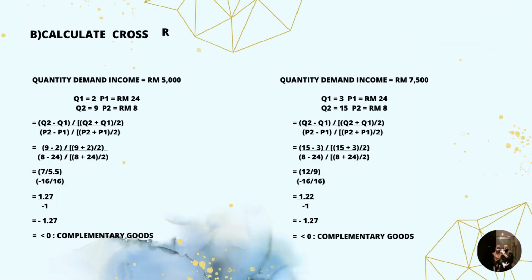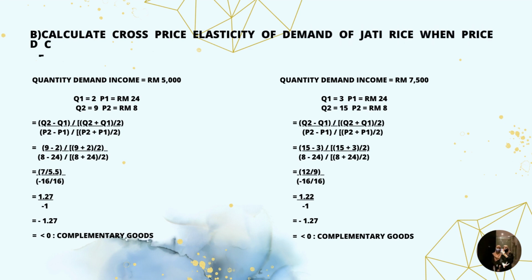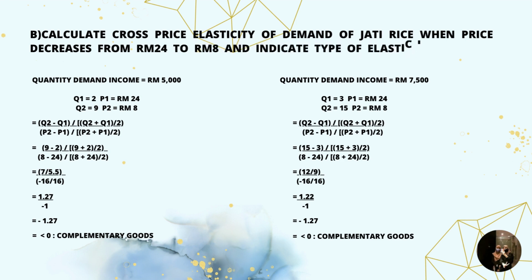Now we go through question B, which is to calculate cross price elasticity of demand of Jati rice when price decreases from 24 ringgit to 8 ringgit and indicate the type of elasticity for that good. Given on the table below, the quantity demand income is 5,000 ringgit, 7,500 ringgit, and 10,000 ringgit. First, we see the quantity demand income of 5,000 ringgit. So, how can we calculate the cross price elasticity of demand for Jati rice?